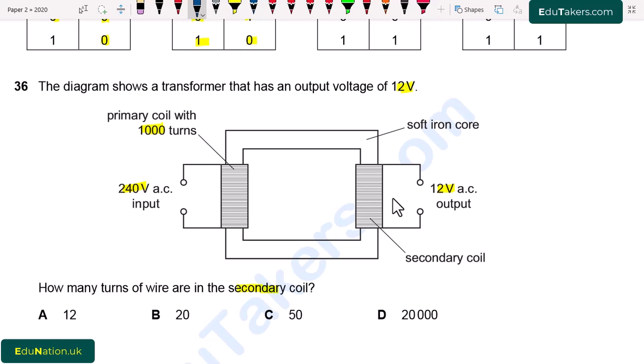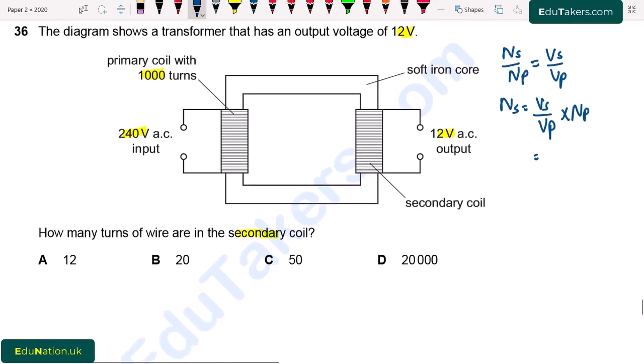I use here the formula Ns over Np is equal to Vs over Vp. Then Ns will be equal to Vs over Vp multiplied by Np. Vs is 12 volt, that is the output voltage, divided by input voltage 240 multiplied by the number of turns in primary, which is 1000. So the number of turns in the secondary coil will be equal to 50. From here option C is correct.